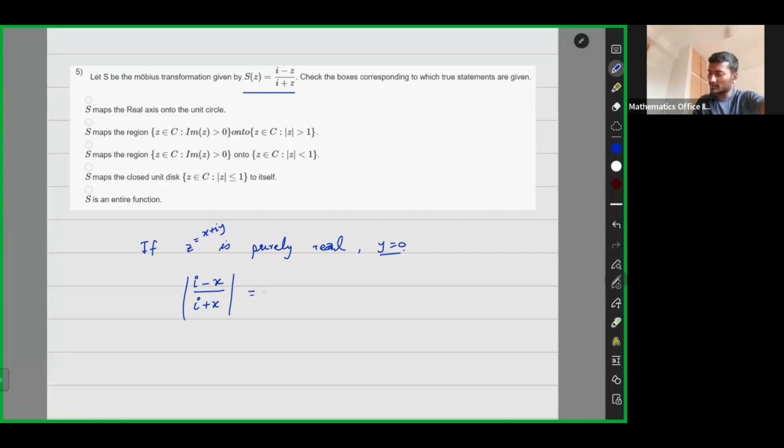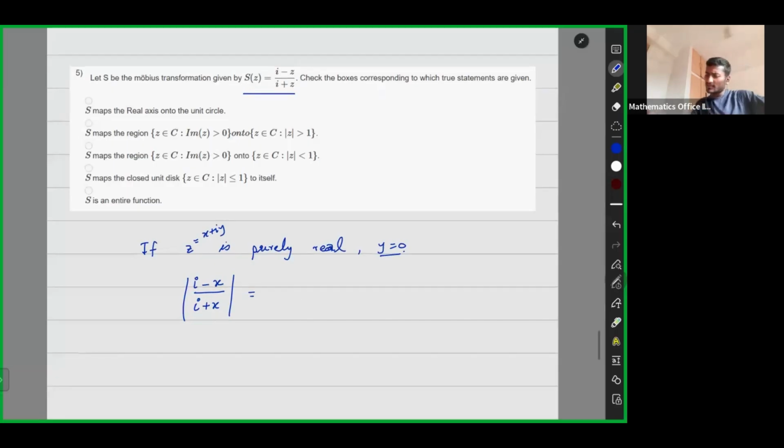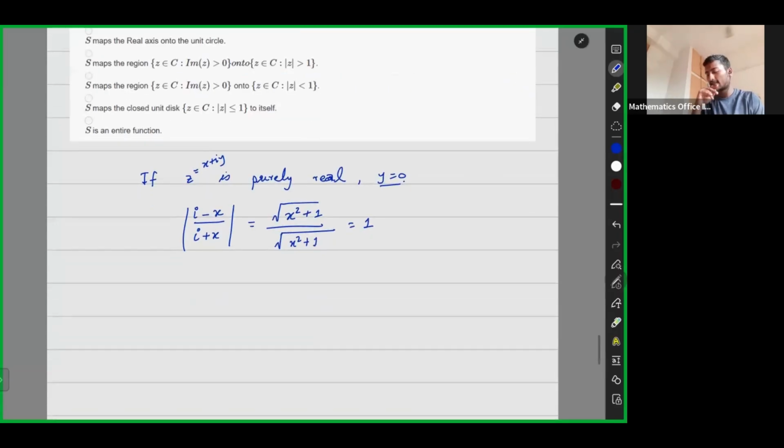And what is it? We have to divide and multiply by x minus i. What does it become? x squared plus 1, or directly you can write from here. Actually, what is the modulus of the upper side? x squared plus 1 inside a square root. And then in the denominator, the same thing. Minus x squared and plus x squared are the same. So x squared plus 1, and it is 1. So one thing is clear: the modulus of f of z is 1.